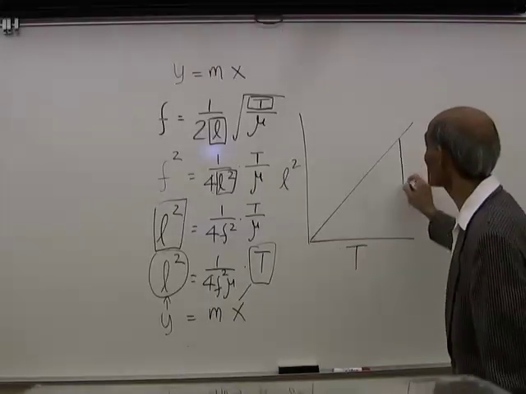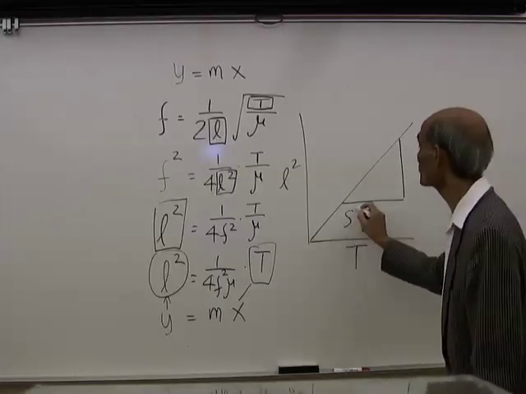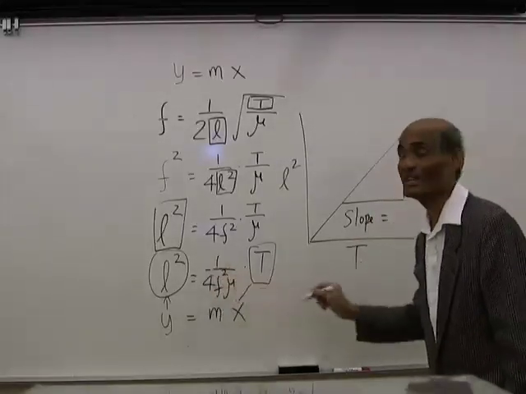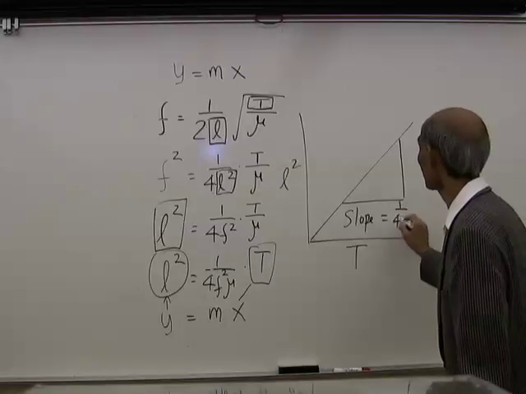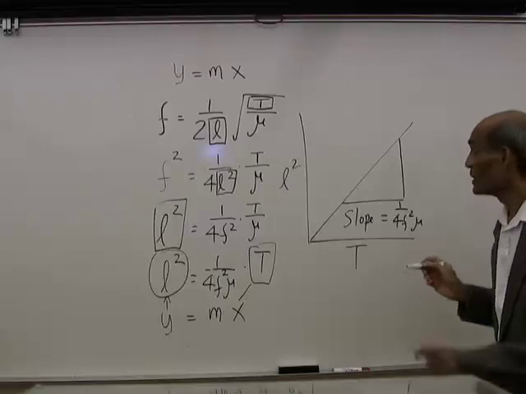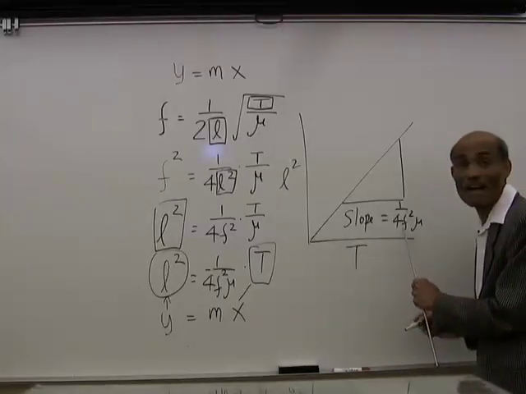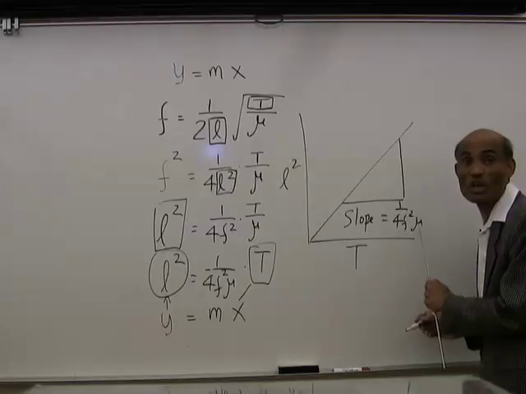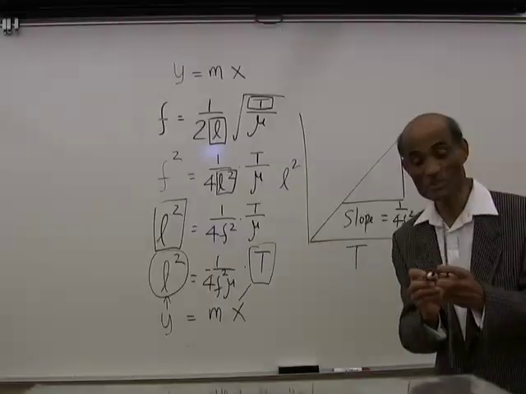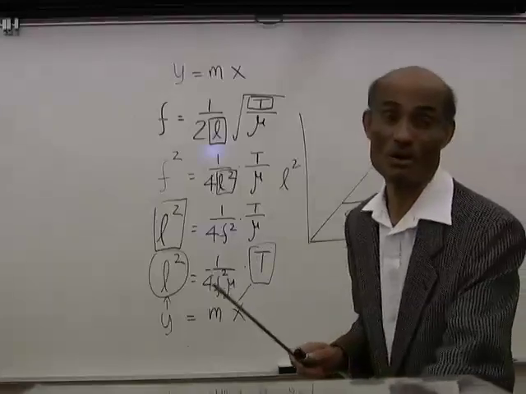And if you measure the slope of that graph, what will be the slope of that graph equal to? The slope will be equal to this quantity, 1 over 4f squared mu. That means you know the value of the slope. And if I give you the value of f in the experiment, you will then be able to calculate the value of mu. And this is the method we will be using in our experiment as we move on.